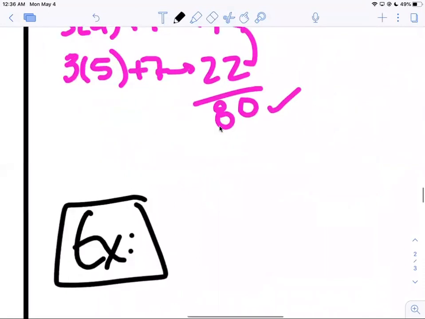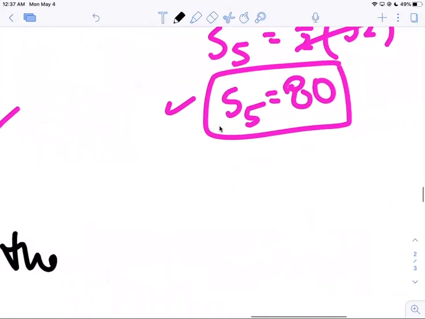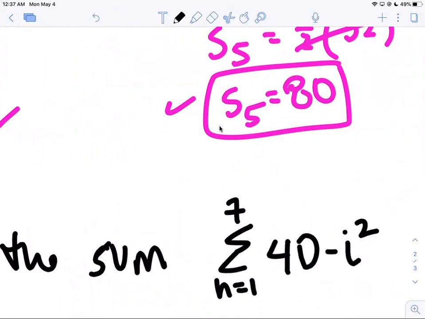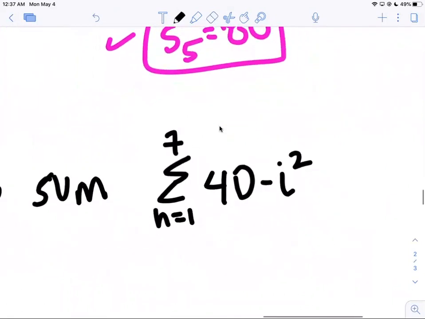This example says find the sum. And with my sigma, ooh, that's messy. I'm going up to 7 and my n equals 1. My expression is 40 minus i squared. Now this is not an arithmetic, but it's also not as pretty as the geometric one.